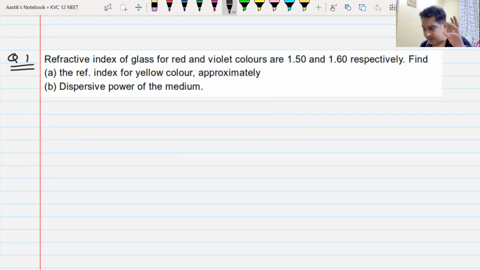Okay, refractive. I think this is from your module only. Example number 39. You can have a look if you have the module. Refractive index for glass for red and violet lights are 1.5 and 1.6. Find the refractive index for yellow. Approximately, you can tell me the answer. Also the dispersive power of the medium of the prism. I'll give you 2 minutes to tell me the answers for this one.